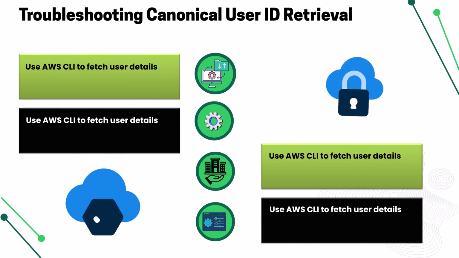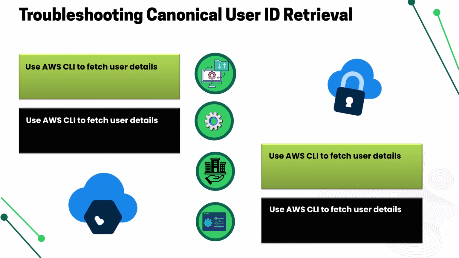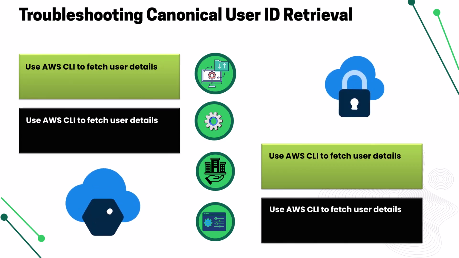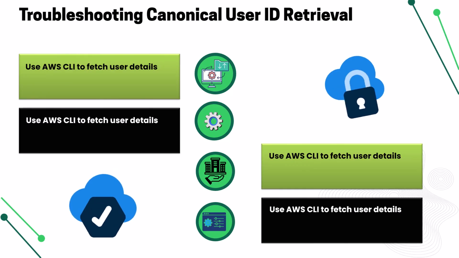Troubleshooting is like solving a mystery, except the clues are buried in AWS logs. Start with the AWS CLI to pull user details quickly. If things look off, check IAM policies. Sometimes access restrictions are the culprit. Always verify API responses to ensure you're getting the right user ID. And if all else fails, don't hesitate to call in AWS support. They're like the Sherlock Holmes of cloud issues.